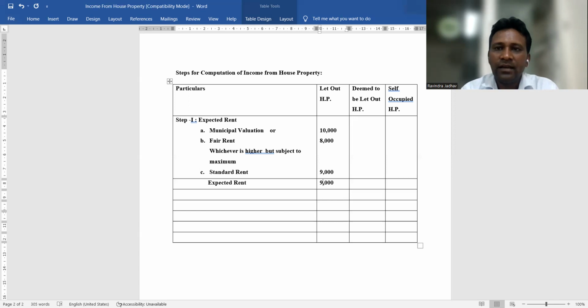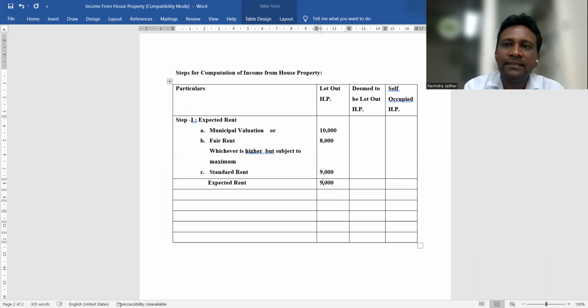Okay, म्हणजे काय या ठिकाणी की म्युनिसिपल व्हॅल्युएशन आणि फेअर रेट त्या दोन फिगर आपल्याला कम्पेअर करायच्या आणि या दोन पैकी जी मोठी अमाऊंट असेल ती आपल्याला बाजूला करायची. मग आपण इथे कम्पेअर केलं, म्युनिसिपल व्हॅल्युएशन आपलं 10,000 आहे आणि फेअर रेंट आपलं 8,000 आहे. त्या दोन्हींचं आपण कम्पॅरिझन केलं तर मोठी रक्कम आली 10,000.